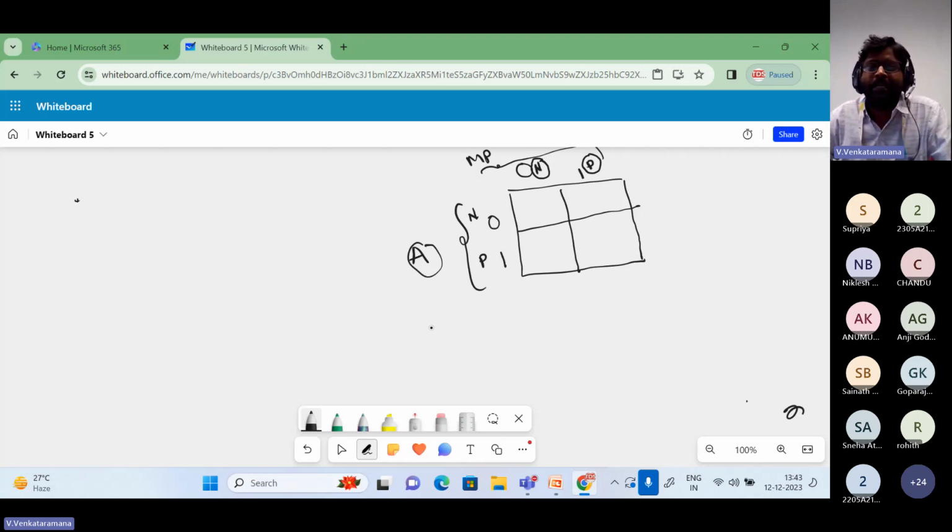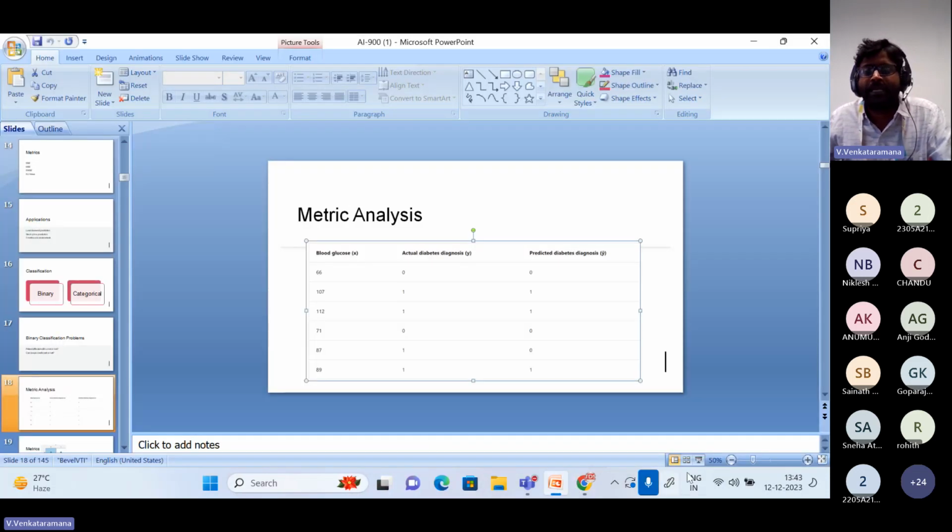Now, from the table, can anyone please respond what value I have to enter here? The value to enter here is where your actual value is negative and your model is also predicting negative. Your actual value is 0, that means negative, and your model is also predicting 0, negative. How many such samples are there in your data? Can anyone please respond?